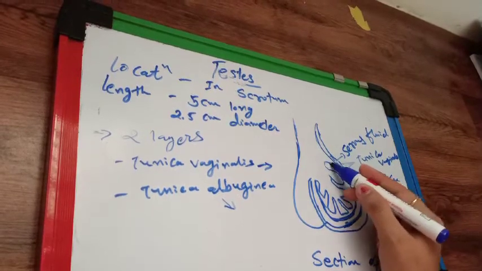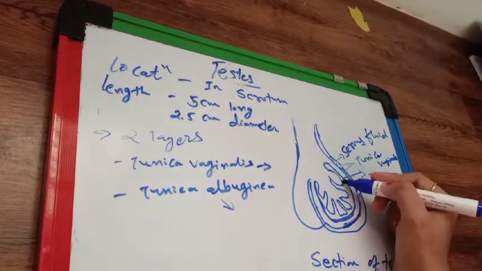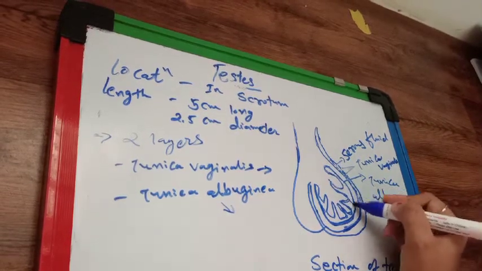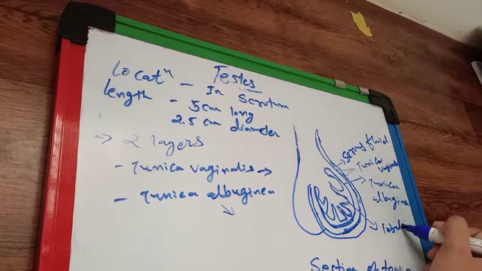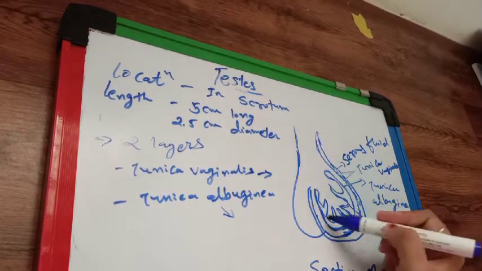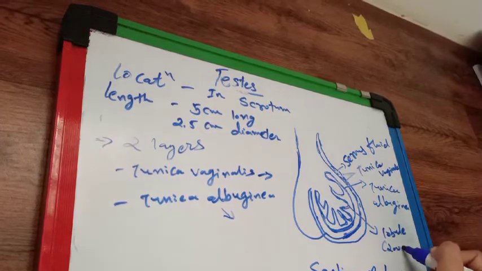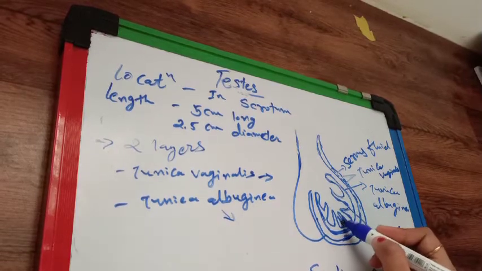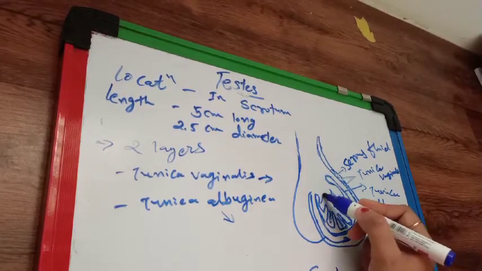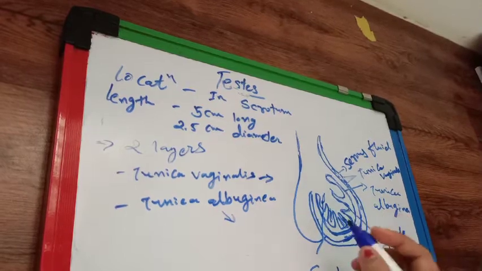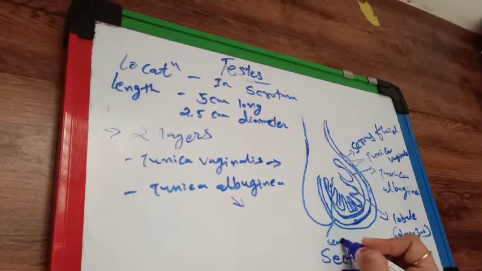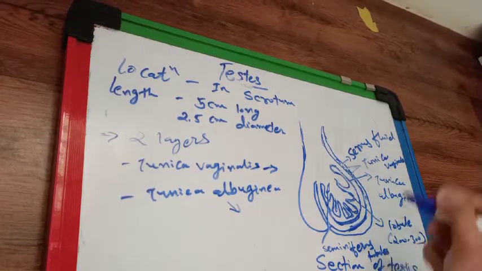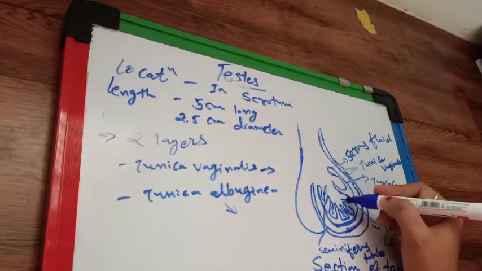The inner layer extends and forms different compartments like this. The different compartments are called lobules. In each testis there are around 200 to 300 lobules, and in each lobule there are 1 to 3 seminiferous tubules, minimum 1 and maximum 3. It is called a seminiferous tubule.